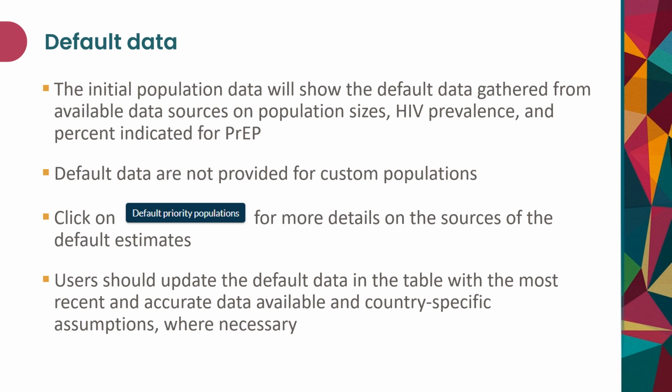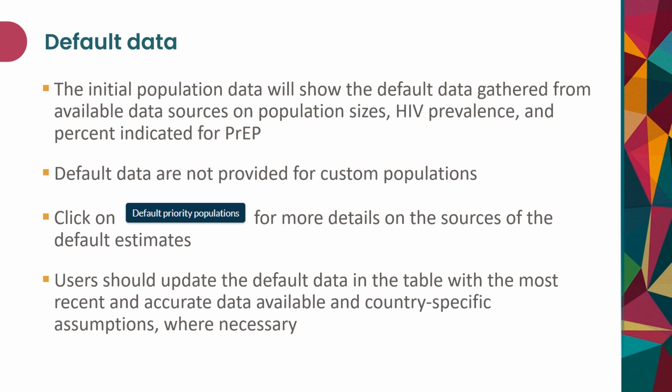Based on the country you selected during the Getting Started module, the tool will pull in default values on population sizes, HIV prevalence, and the percent indicated for PrEP for the common priority populations. Note that default data are not provided for custom populations. That data will need to be entered in by the user. The sources for these data can be found by clicking on the Default Priority Populations button.